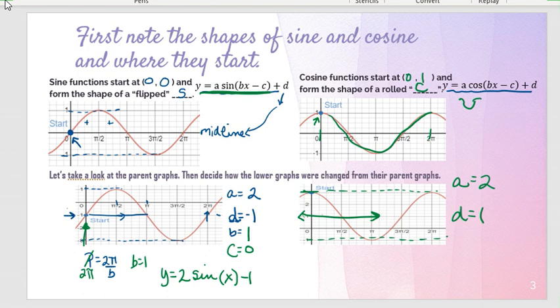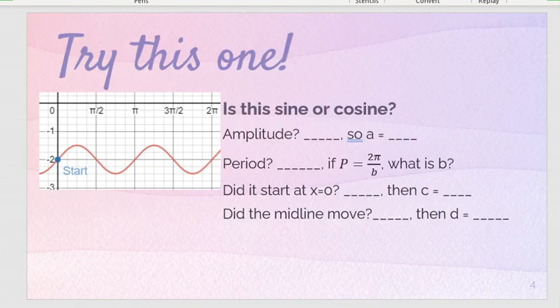So we've got that. Since this finished its cycle right there at 2 pi, then B has to be 1. That is our B value. So now we're going to write the equation: y equals 2 cosine of x plus 1. All right, this was a plus 1 because it moved up instead of down. All right, let's look at the next page.